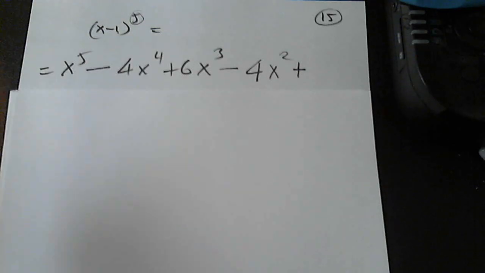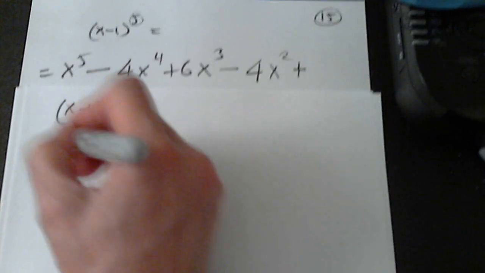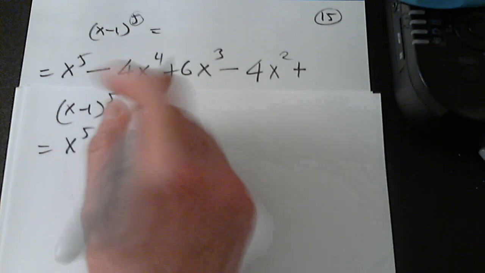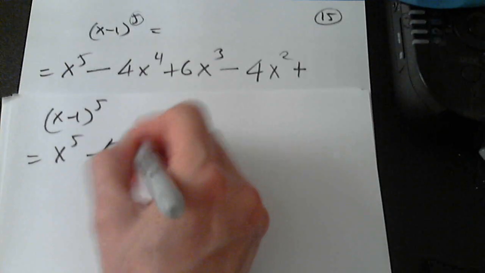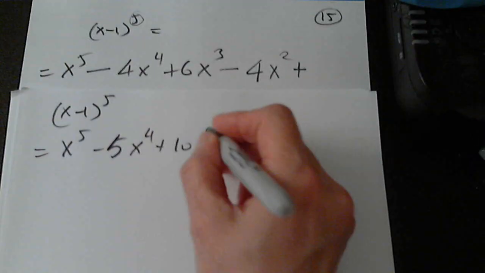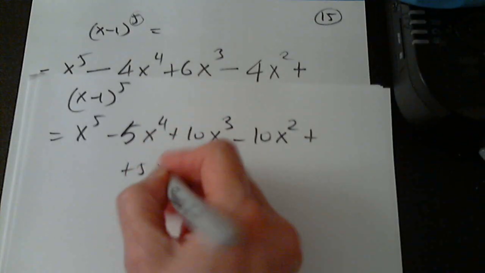Okay. So I have x minus 1 to the 5th: x to the 5th minus. The next coefficient is 5, 5x to the 4th, plus 10x to the 3rd, minus 10x squared, plus 5x, and minus 1.